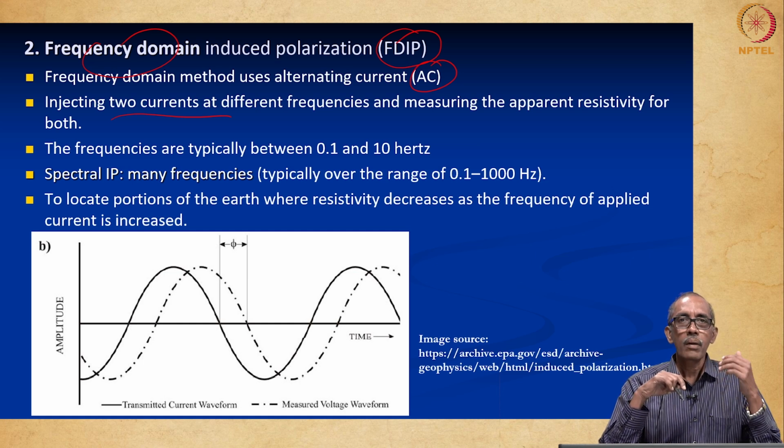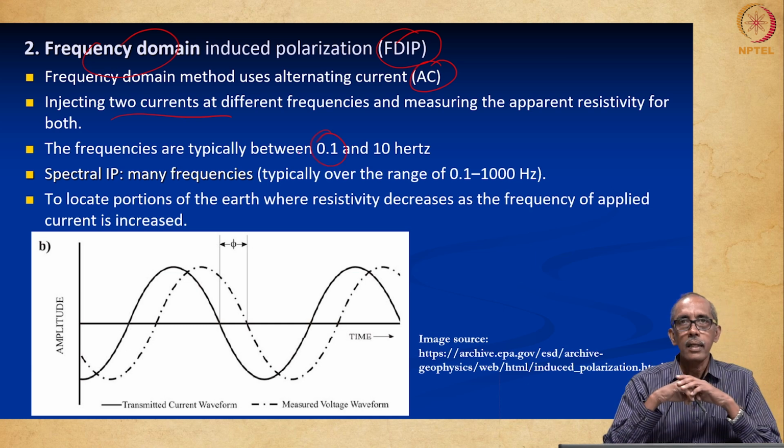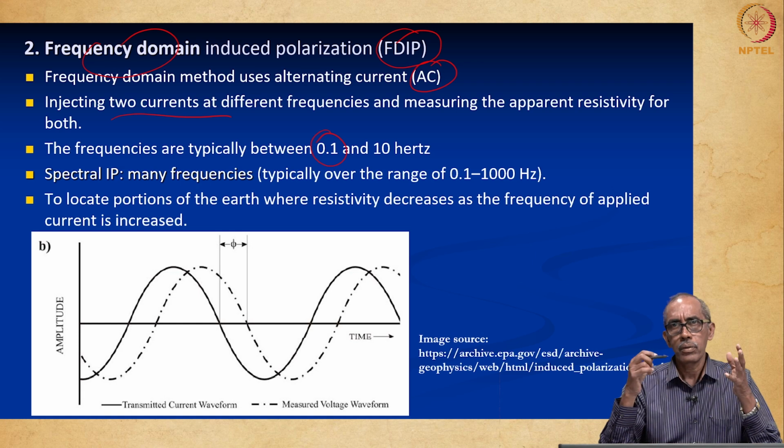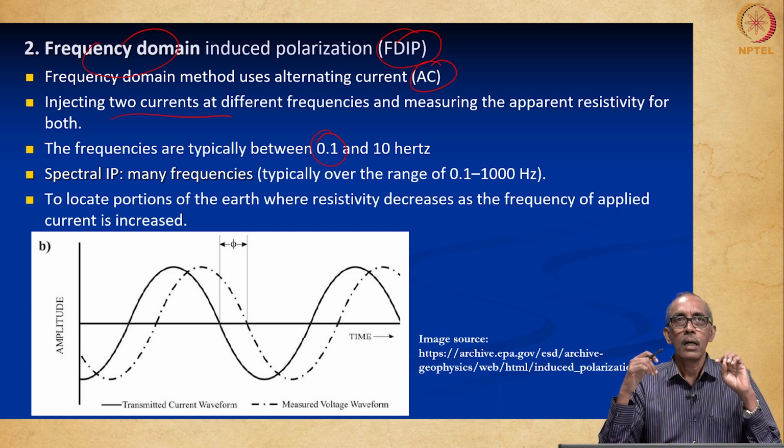Normally, it is a normal practice to apply current at 0.1 hertz and 10 hertz. We can use other frequencies too, right. Generally we apply current in two different frequencies, and the convention we mostly adopt is 0.1 and 10. This is the major difference between the time domain and the frequency domain.